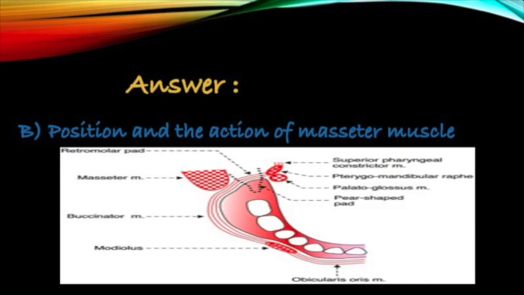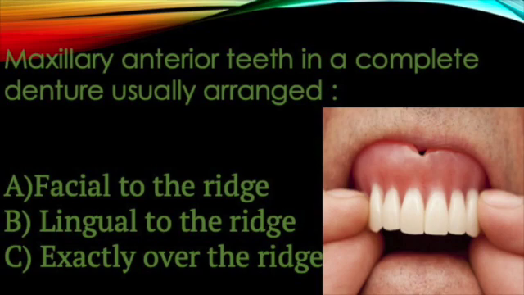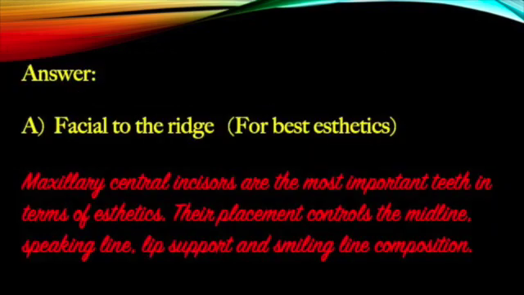Now, the next question is, maxillary anterior teeth in a complete denture are usually arranged. The options are facial to the ridge, lingual to the ridge, or exactly over the ridge. Now, the answer is facial to the ridge.